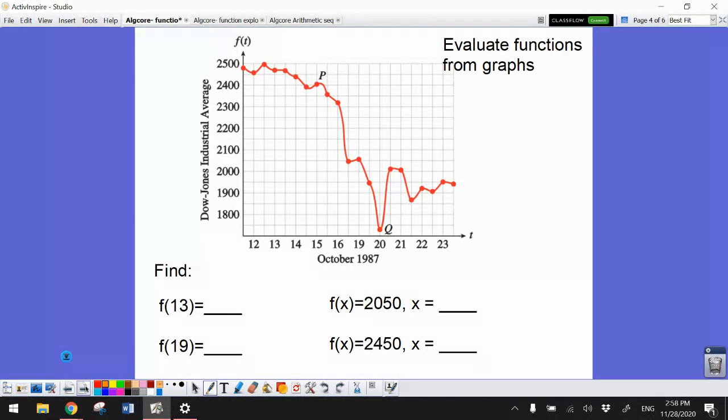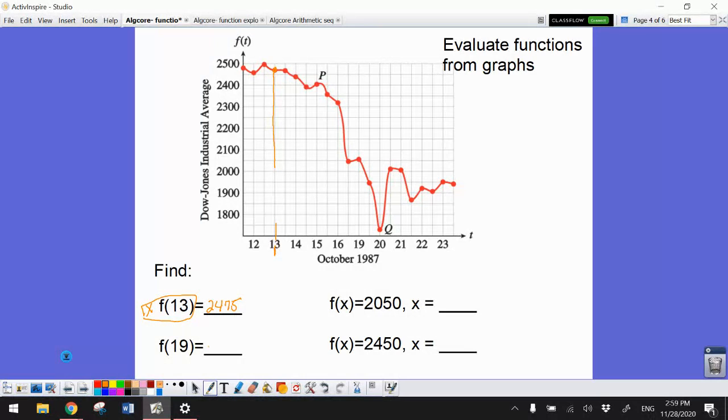Okay, from a graph. So f of 13, remember this is my x value. So f of 13 is here. If I follow this 13 up, where am I? What is the y value? Well, that is pretty close to halfway between 2450 and 2500. So I'm going to say that is 2475.